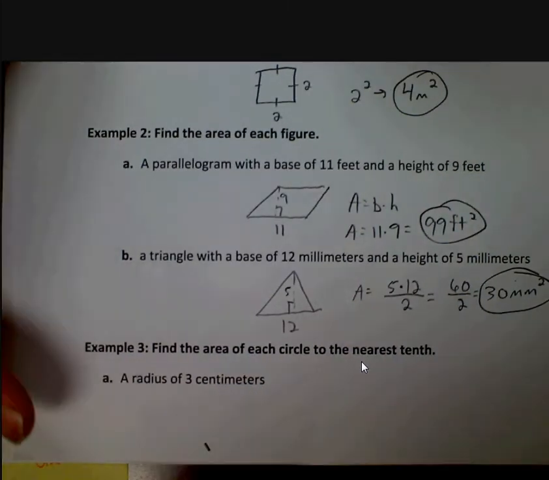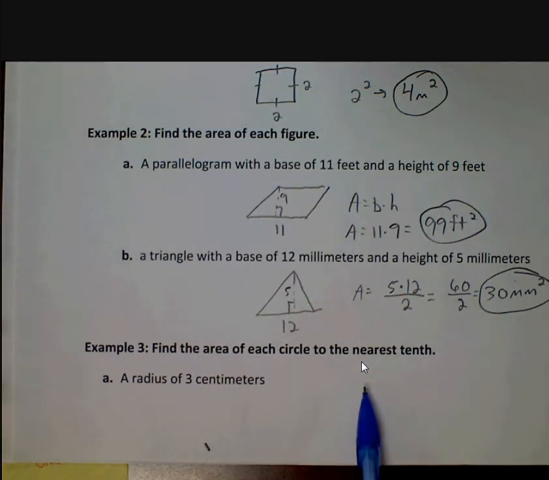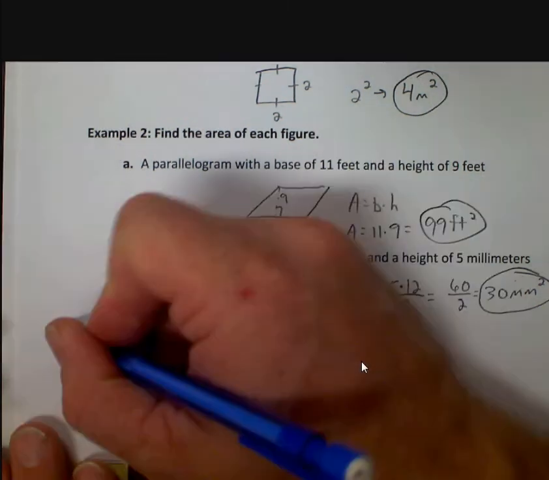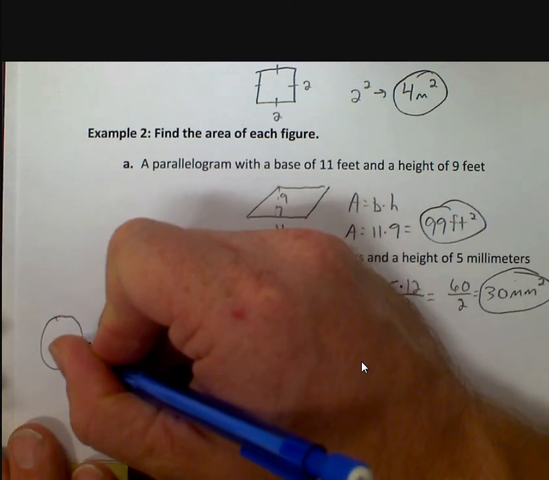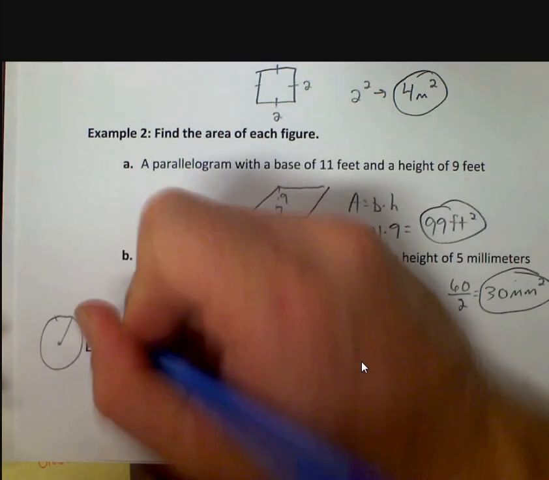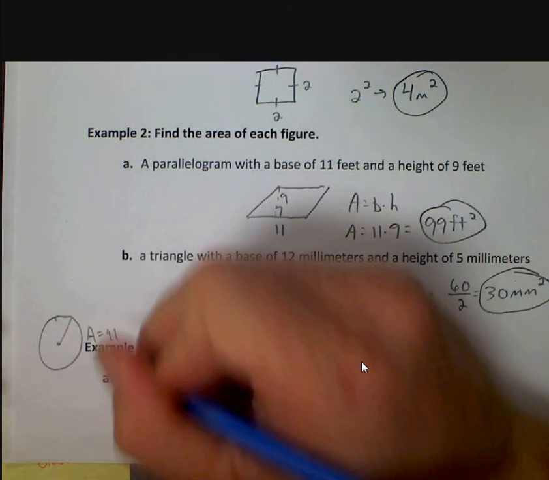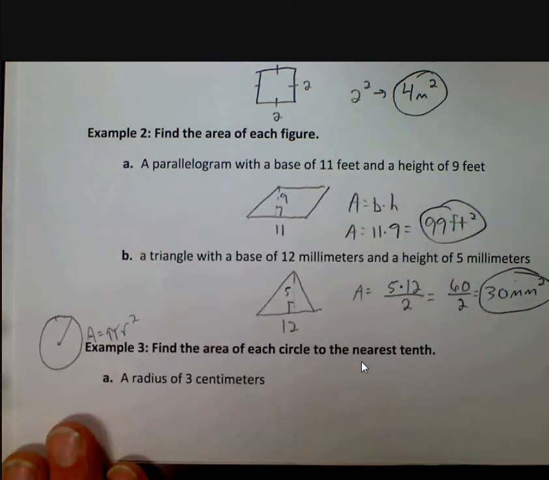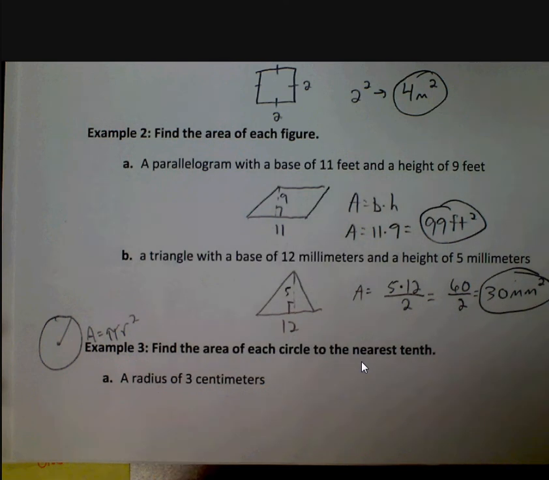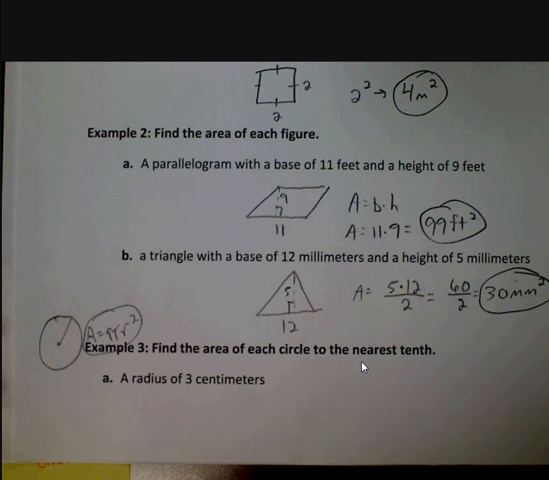Example 3. Find the area of each circle. So we all know what a circle is, obviously. And the area of a circle is A equals pi r squared. Pi stands for 3.14. R stands for our radius. So we're going to use this formula all the time when we find the area.